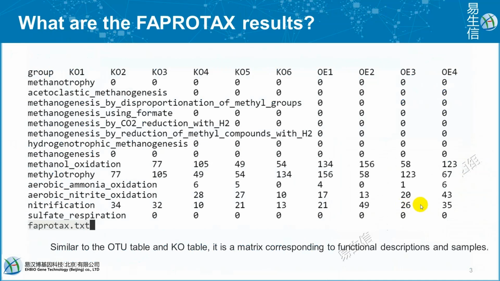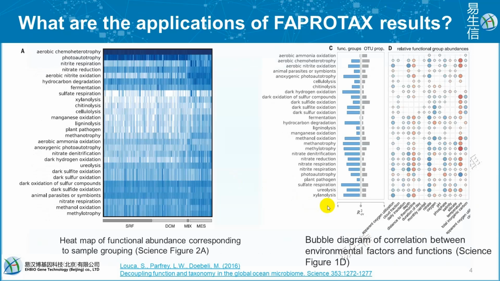What do the results of FAPROTAX look like? It is very similar to the OTU table and KO table, and it is a matrix corresponding to functional description and samples. For the application of FAPROTAX results, we can use a heat map of functional abundance corresponding to sample groups, and we can draw a bubble diagram of correlation between environmental factors and functions.